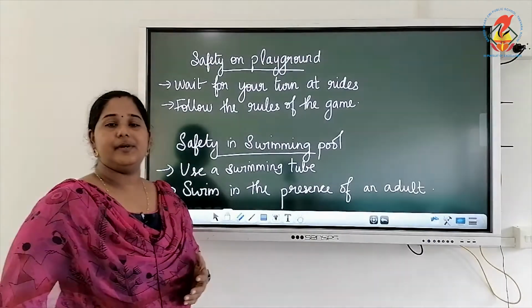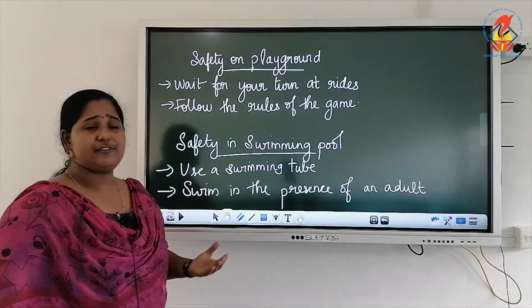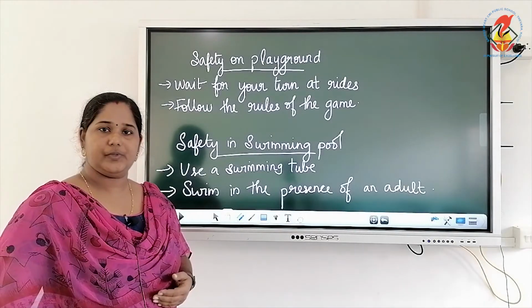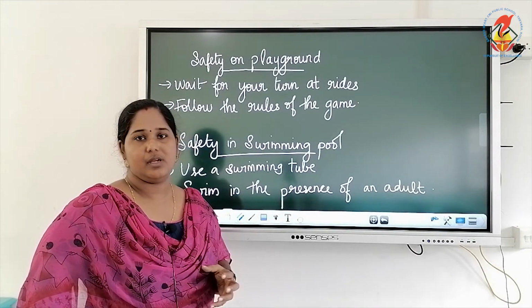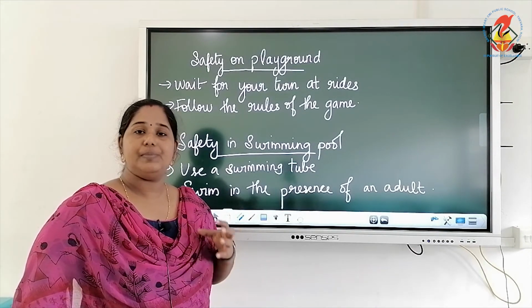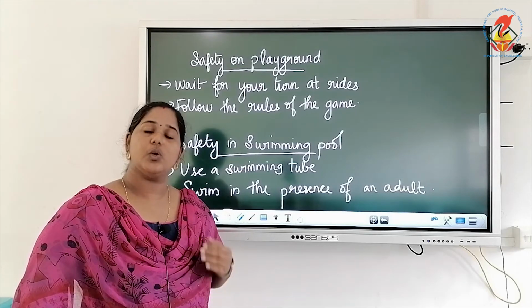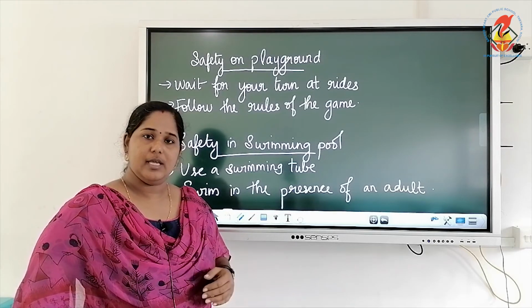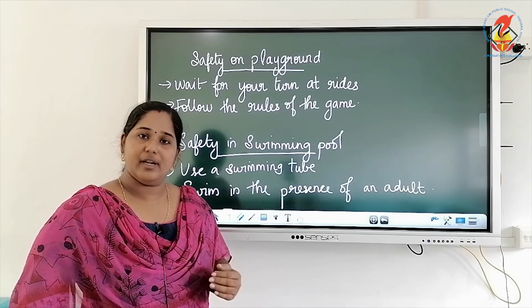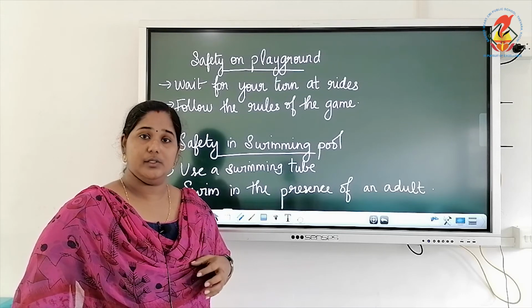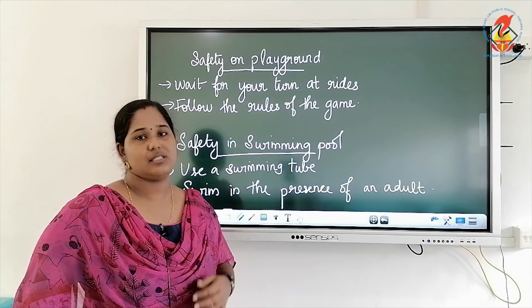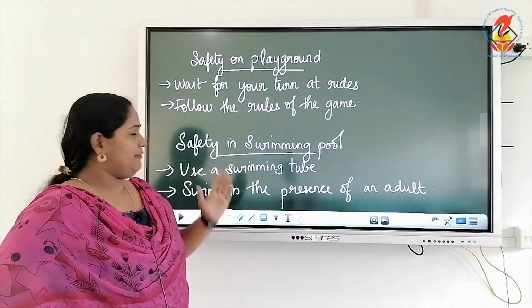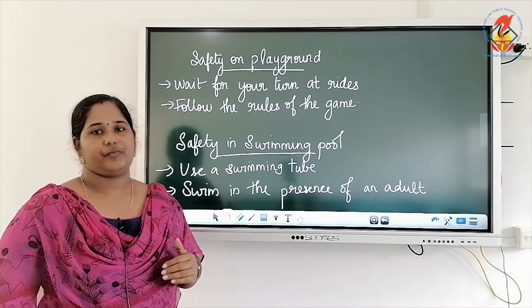The next type is safety on the playground. There are certain rules for each game. If we are playing a game, we have to follow the rules of the game. If you are waiting for a ride, wait for your turn. Don't rush when somebody else is using a ride. That causes accidents.